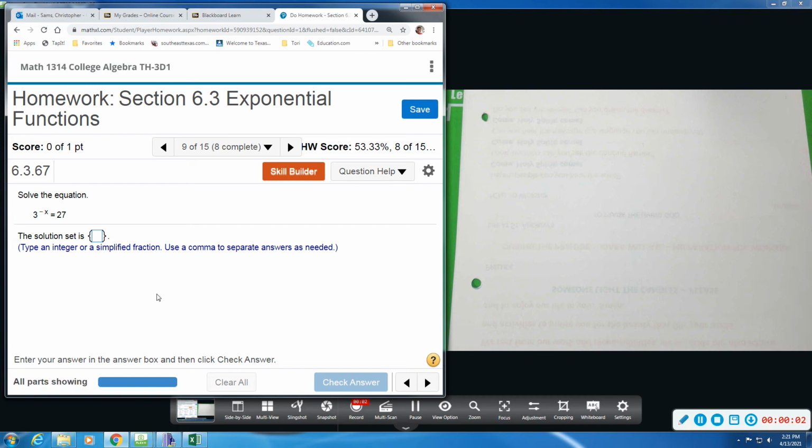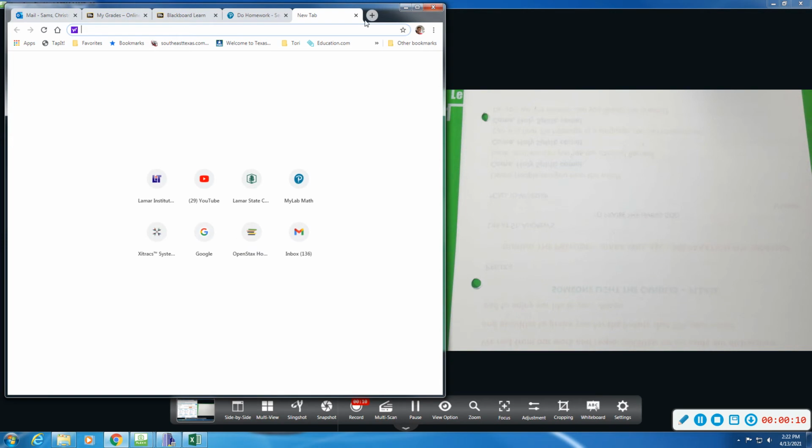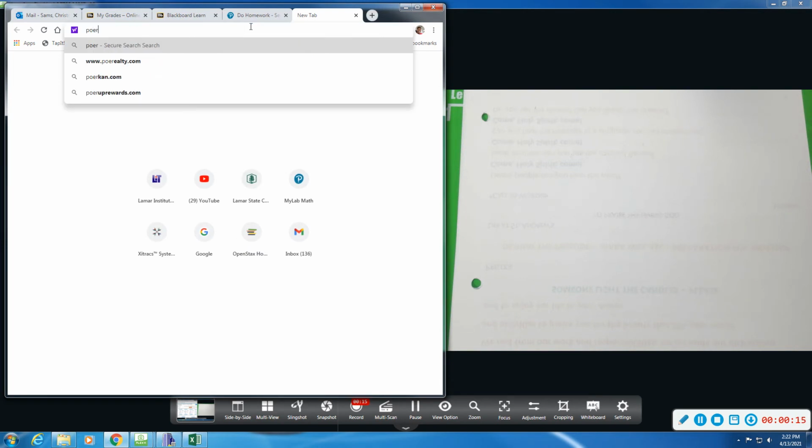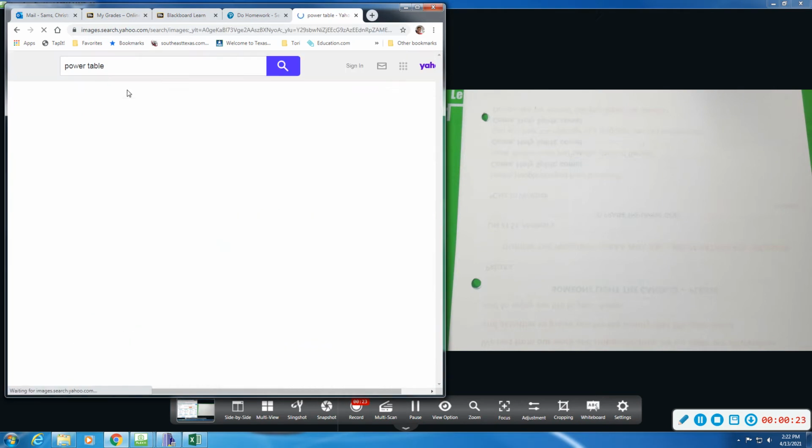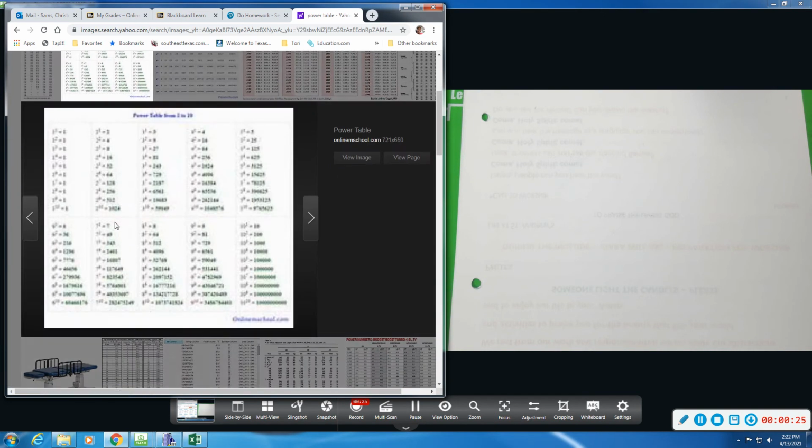Okay, number 9, we start solving exponential equations. What I would suggest is that you Google search a power table, like a times table or multiplication table. We want a power table. Let's go images, and this is the one I think I like the most.